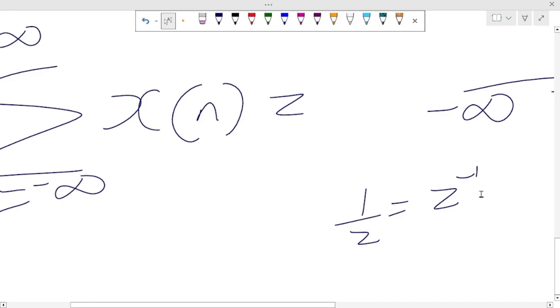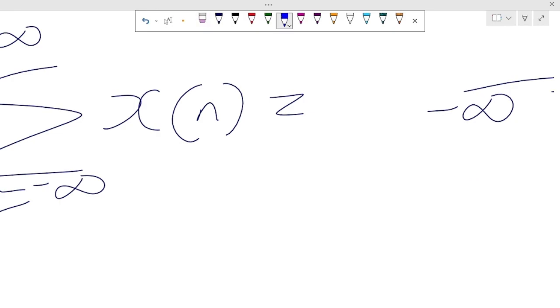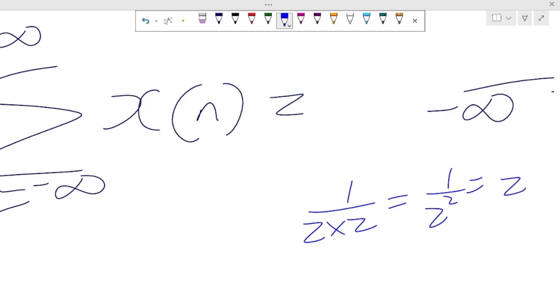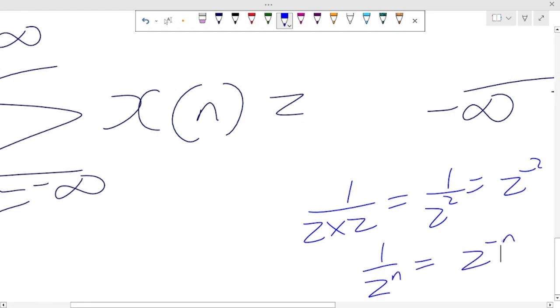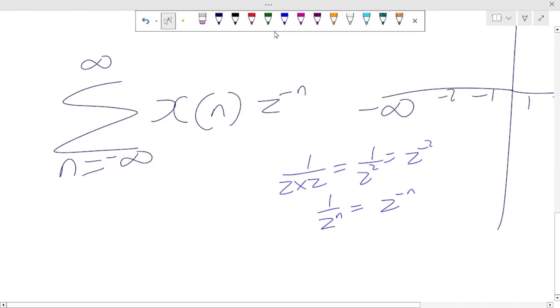Now if we have two delays, how do we write this? Let me use another color. If we have two delays, it is 1 over z times 1 over z, which is 1 over z squared, which is z raised to minus 2. So the value of n gives us the number of delays. So we have z raised to minus n. This accounts for the delay of each term relative to the next. So that means our complete formula for the Z transform is the summation of x of n times z to the power minus n. This is our complete formula for the Z transform.